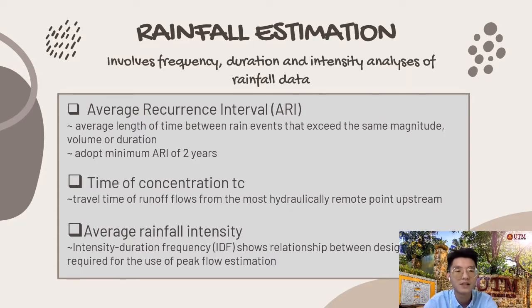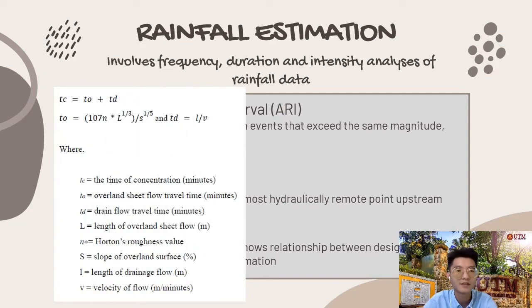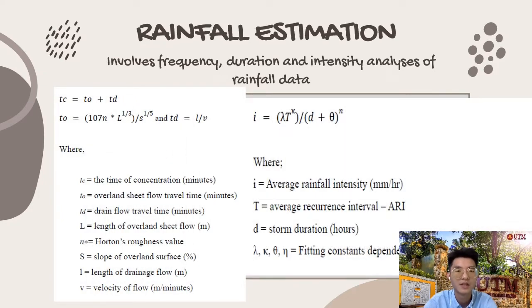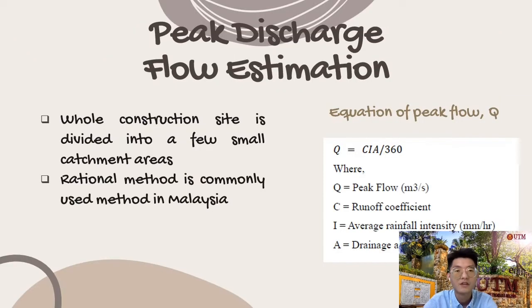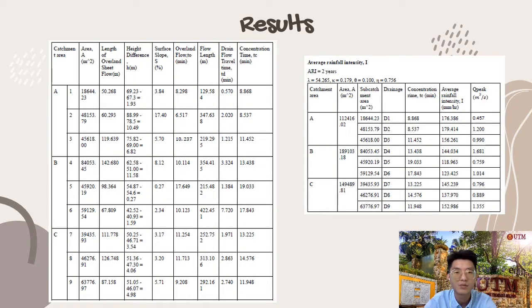The intensity, duration, frequency, IDF, shows the relationship between the design required for the use of peak flow estimation. And this is the formula of the time of concentration, while this is the formula of average rainfall intensity. For the peak discharge flow estimation, the whole construction site is divided into a few small catchment areas. The rational method is a commonly used method in Malaysia, and on the right is the equation of peak flow Q, while this is the result that we obtain.